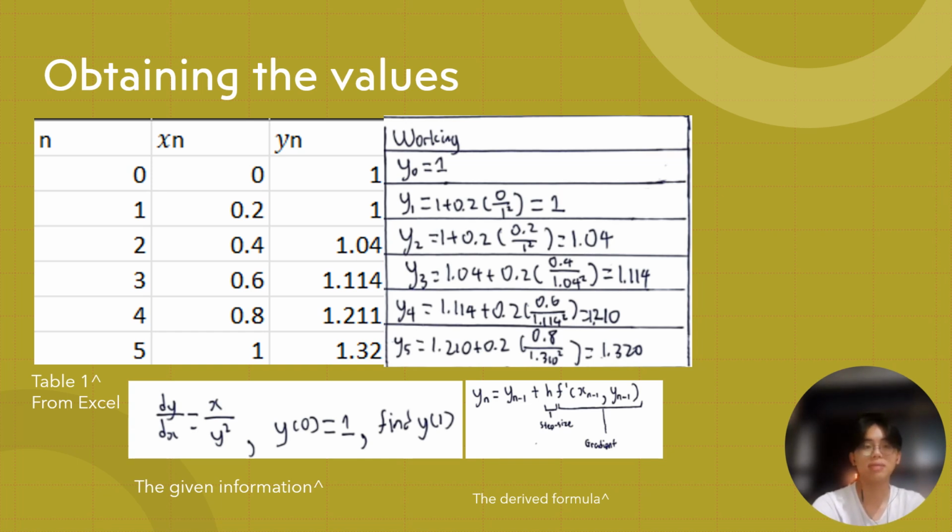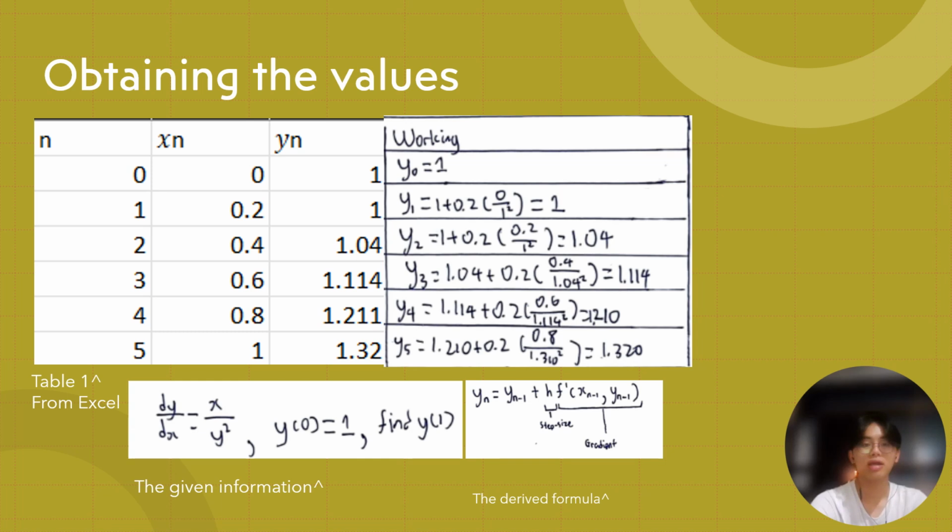We will now choose a step size of 0.2, meaning that x will increase in increments of 0.2 from 0, 0.2, 0.4, 0.6, 0.8, and then to 1. By using the formula that we have found in the previous slide, we can obtain the y value of each step size and apply it accordingly, and then eventually we can find y(1).